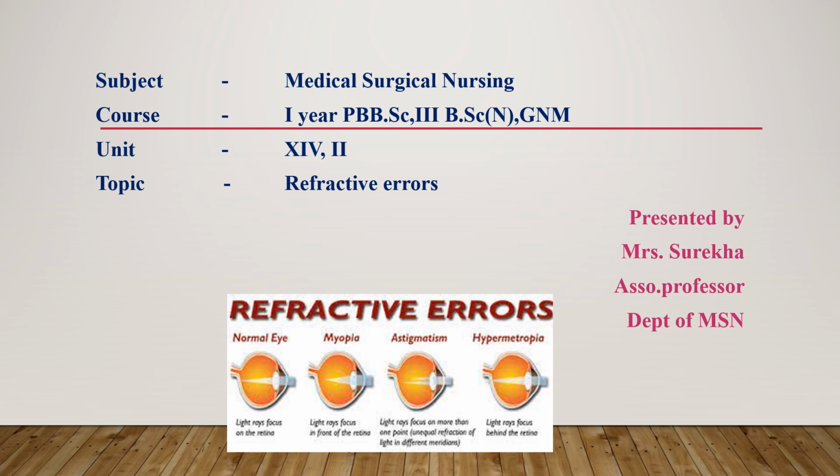In astigmatism, the light rays focus on more than one point. In the normal vision, myopia and hypermetropia cases, you can see only one point. But in astigmatism, the light rays focus on more than one point, because of the unequal refraction of light in different meridians. In hypermetropia, the light rays focus behind the retina of the eye.